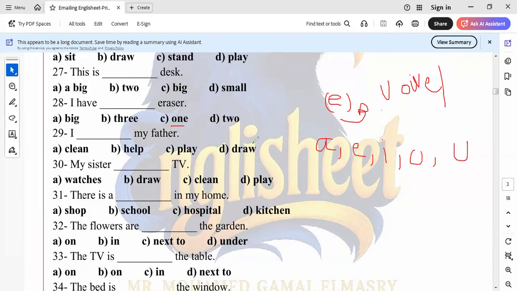Okay. So this is called the vowel sound. Vowel sound. The rest of the letters are consonant sounds. This is called vowels. You must know this.